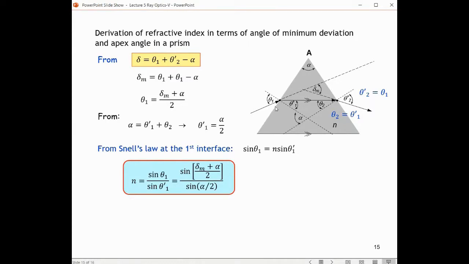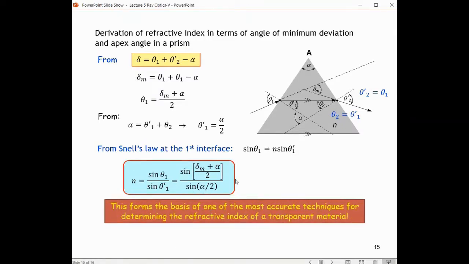So applying Snell's law at the first surface here, we have sine theta 1 equals N sine theta 1 prime. N would equal sine theta 1 divided by sine theta 1 prime. And substituting these angle values into here, we have sine of half of the sum of the angle of minimum deviation and apex angle, divided by sine of half of the apex angle. This equation forms the basis of one of the most accurate techniques for determining the refractive index of a transparent material.